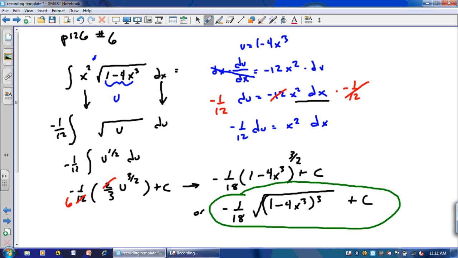Yes, I think so. Now, if you differentiate this, you'll find that the derivative of this is exactly x squared times the square root of 1 minus 4x to the third.